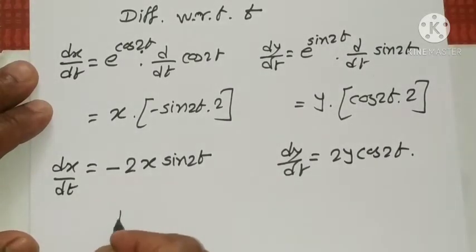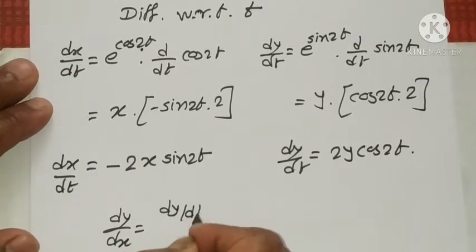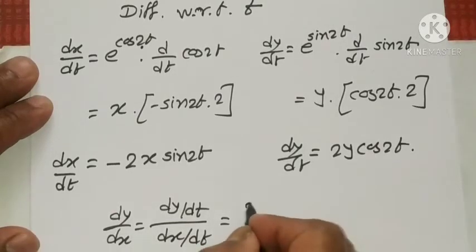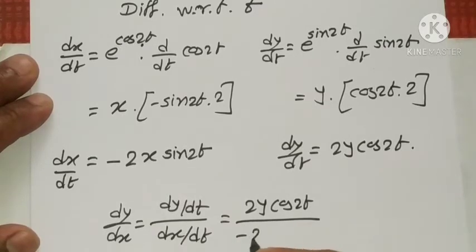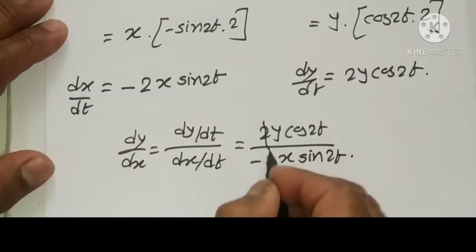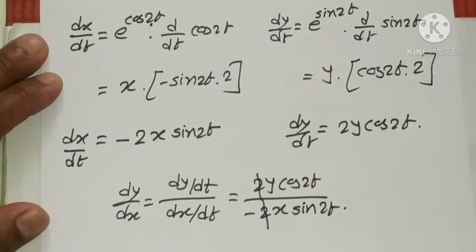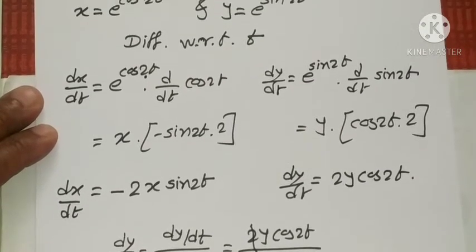Then dy by dx is equals to dy by dt divided by dx by dt is equals to 2y cos 2t divided by minus 2x sin 2t. 2 get cancelled. The final result is minus y upon x cot 2t.